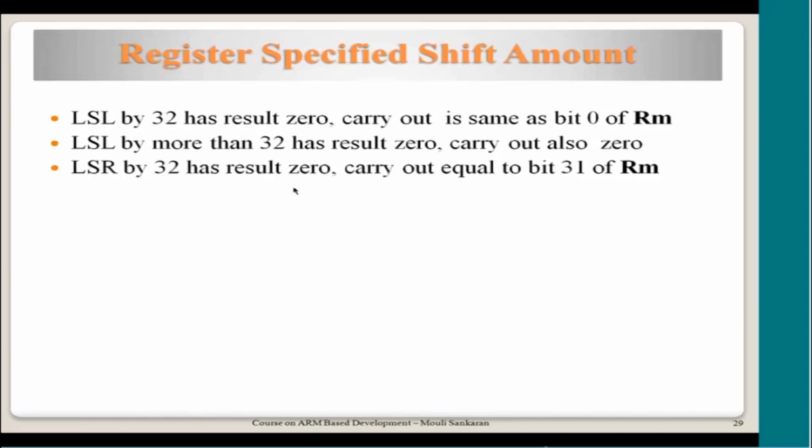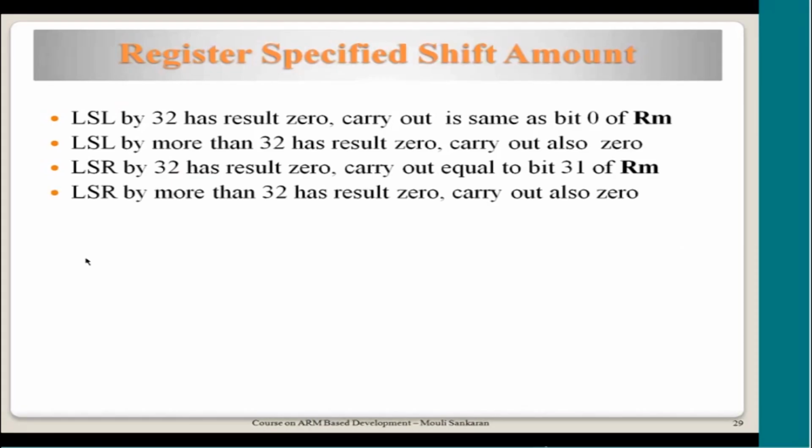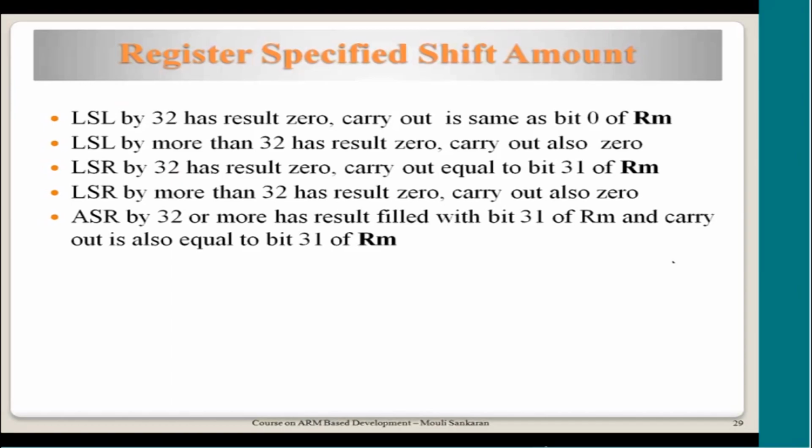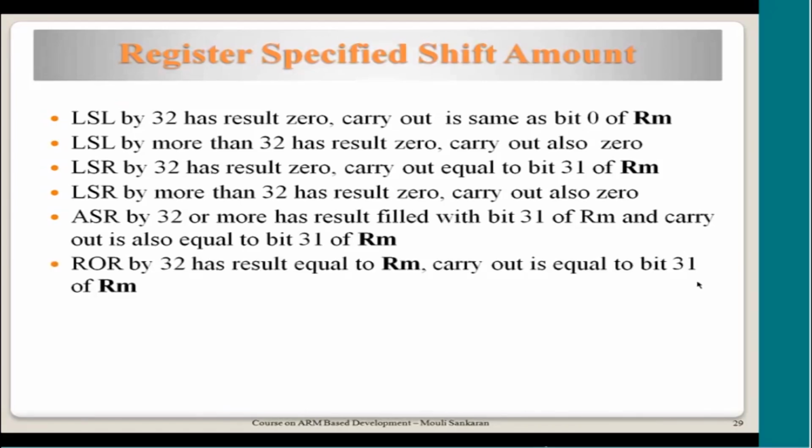LSR 32 has a result 0, with the carry coming out of bit 31 of RM, which will set the carry based on whether you have put S or not in the instruction. LSR is the same as LSL, the only thing is all will be 0. ASR will have the sign bit extended through all the bits, and the carry will also be based on the MSB being set or not. You will have the carry bit set or not based on the S flag also. Rotate right is the same thing, but it works for more than 32 times.